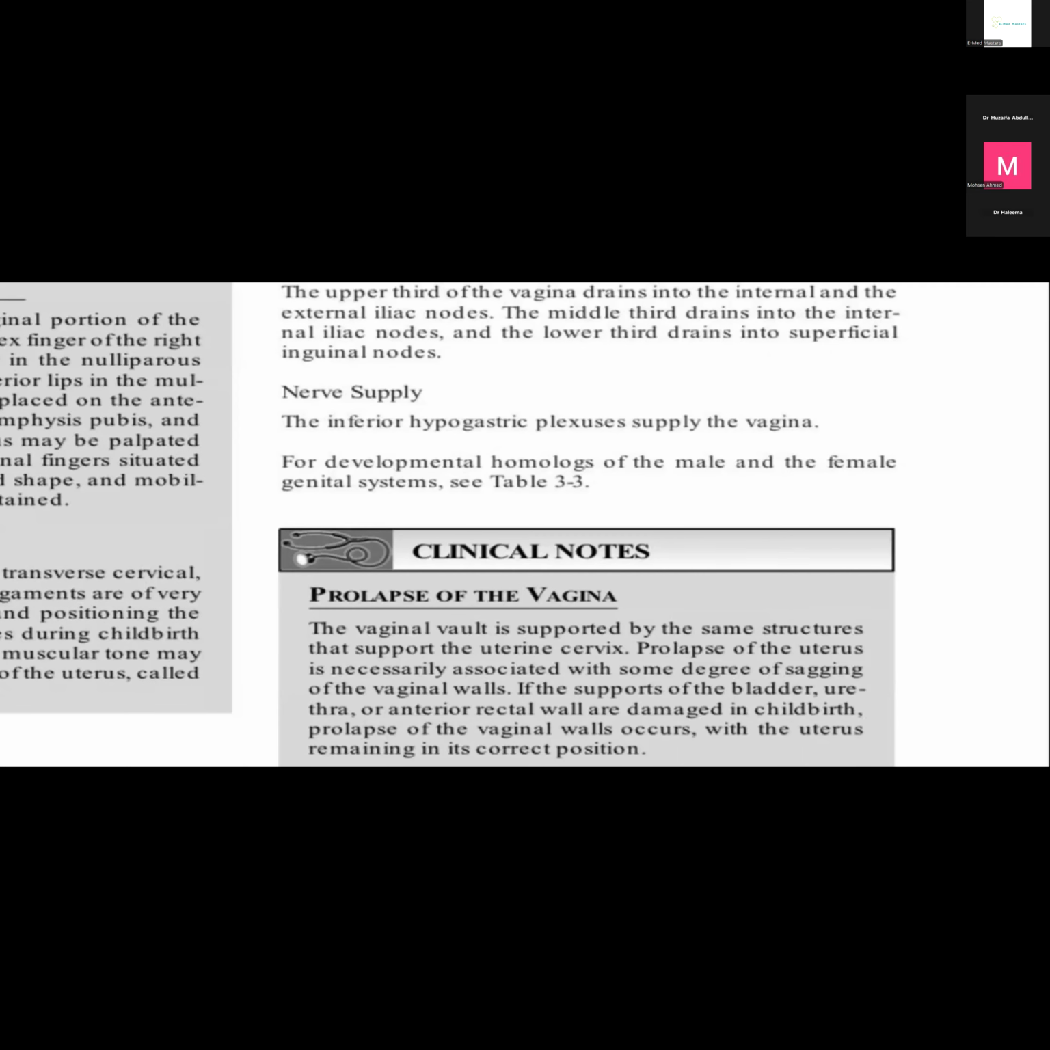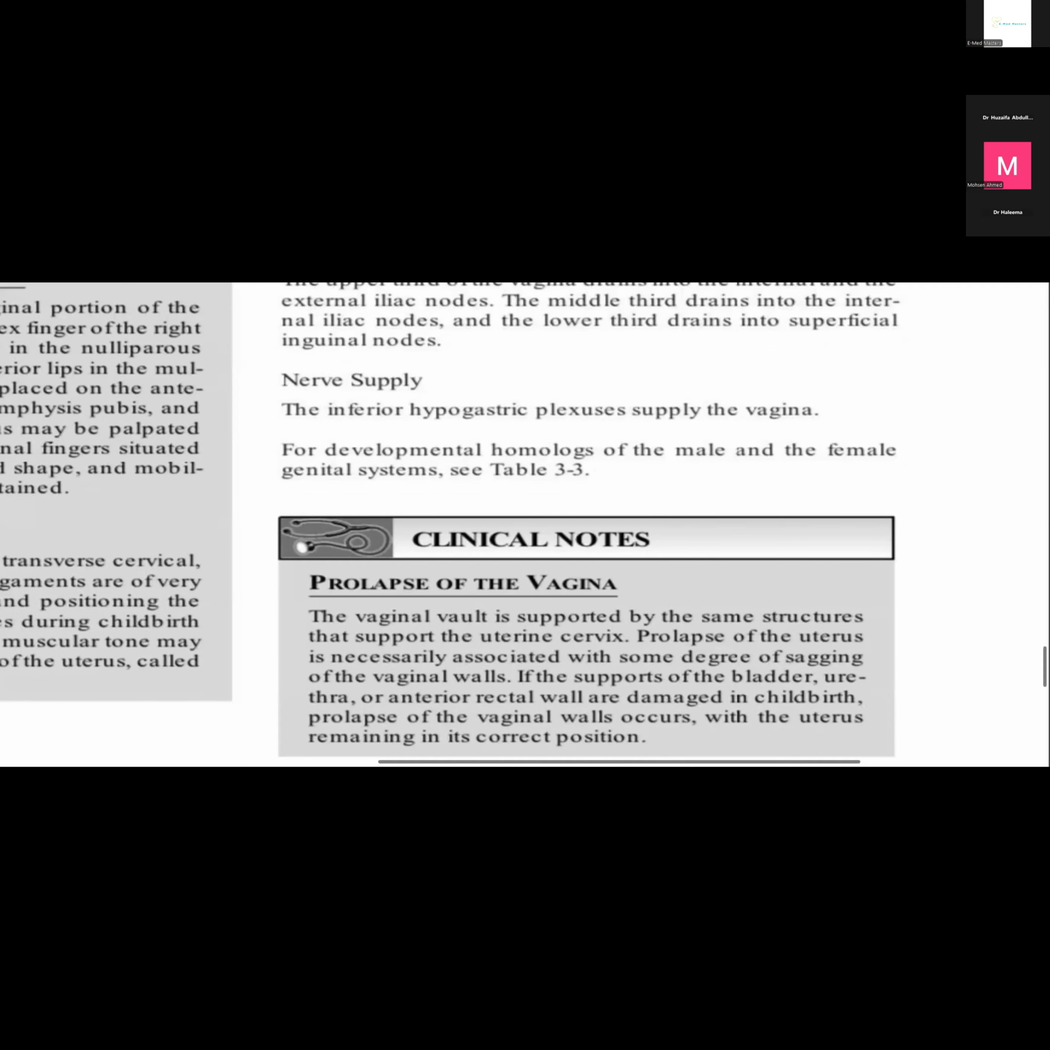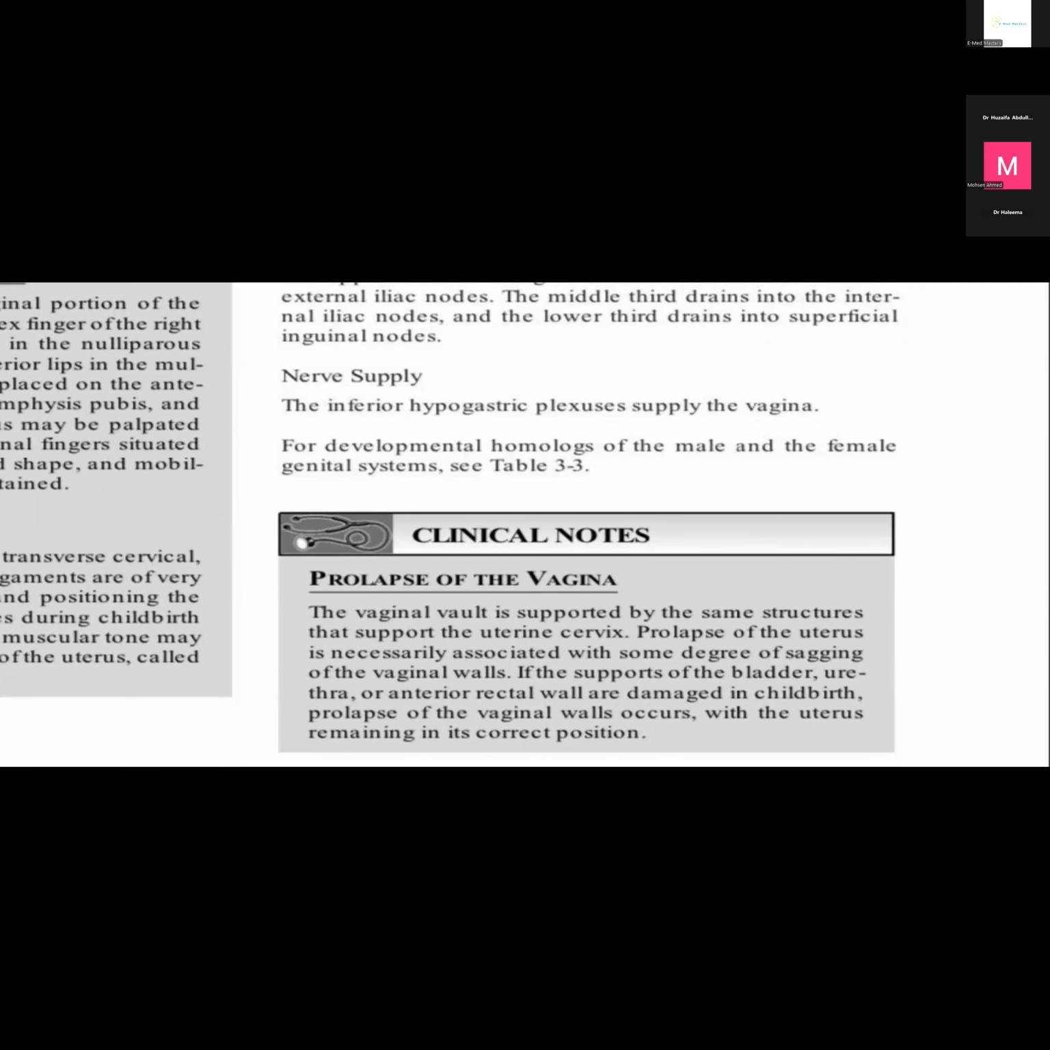Nerve supply. Inferior hypogastric plexus supplies the vagina. Almost all structures are supplied by the hypogastric plexus in the pelvis.